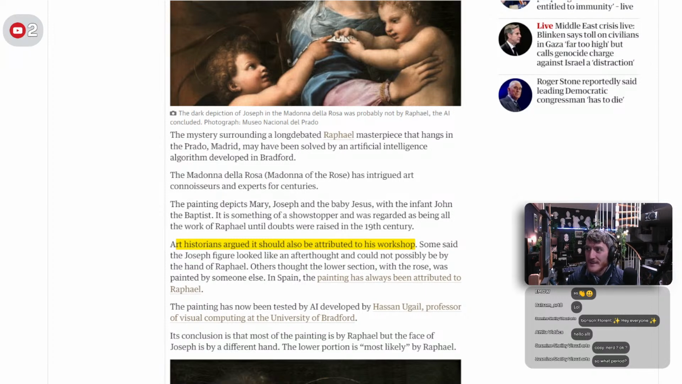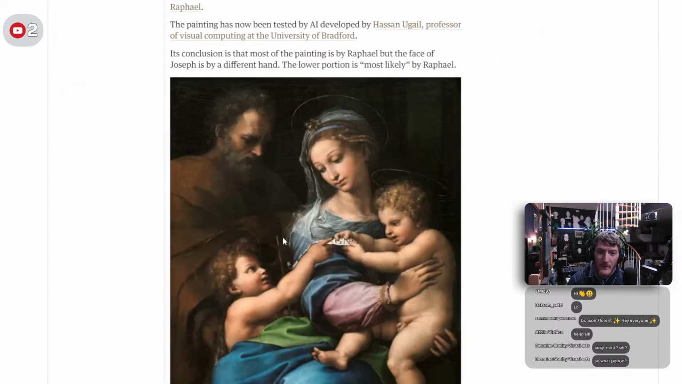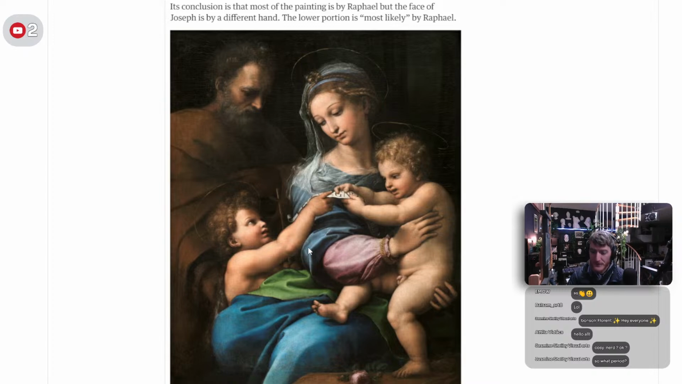So the old debate is: is this just from the hand of the master, or is it from master and studio? Which to me is not such a big debate, in the end it's kind of the same, but hey. Some said the Joseph figure looked like an afterthought and could not possibly be by the hand of Raphael. Let me see that. I'm gonna be the judge of that. You're going to be the judge of that.